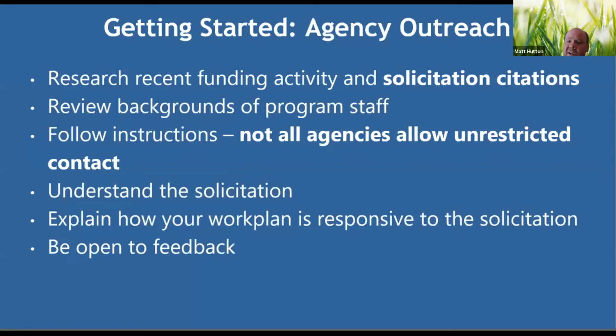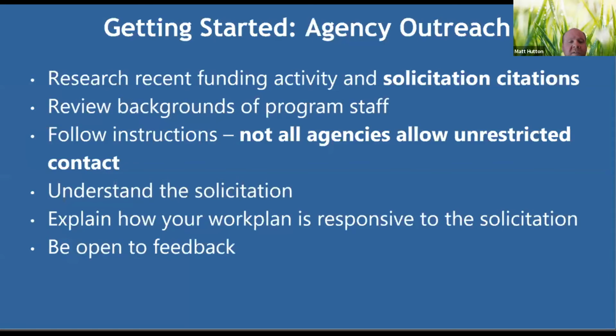Review the backgrounds of the program staff. Not all the time, but a lot of the time they'll actually publish the staff, and you can do a little bit of research on what this person studied in school, what's their technical background and their perspective, and just know who you're talking to when you reach out to them.